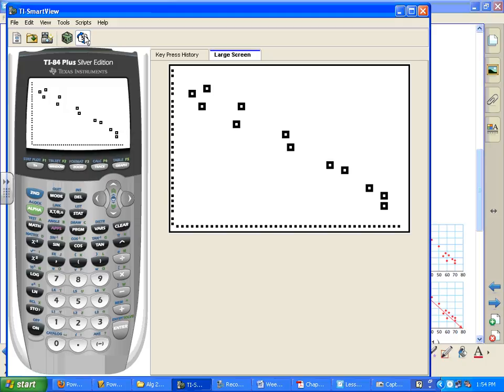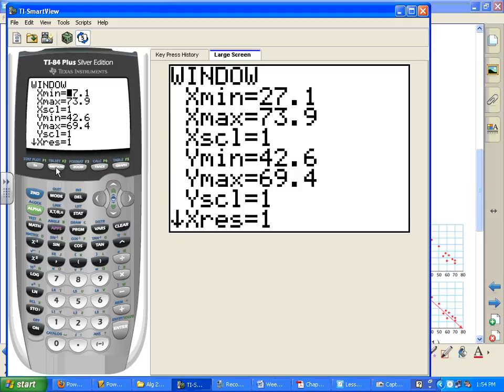All right, now we're going to find the line of best fit. So we've gone stat edit to enter the data, turn our plot on, and then zoom 9 to get a window that fits. So every time you put a new set of data in there, you're going to have to push zoom 9 again so that it makes a new window for your data. Because if I look at my window, look at the numbers. 27 to 74 basically for X, and 43 to 70 for Y. So it makes a window basically just big enough for our data.